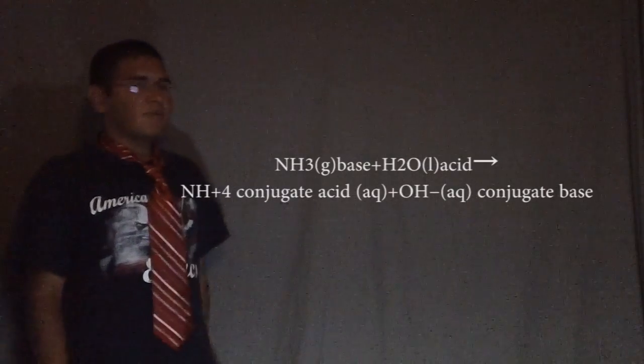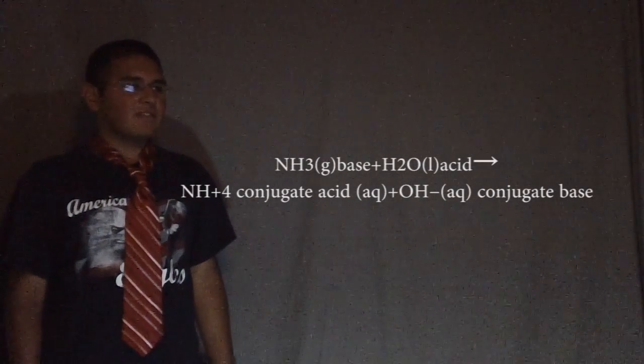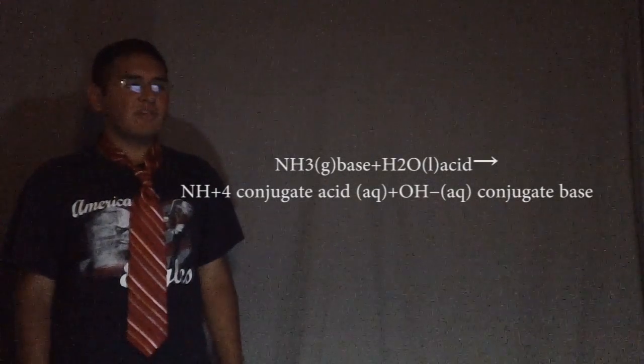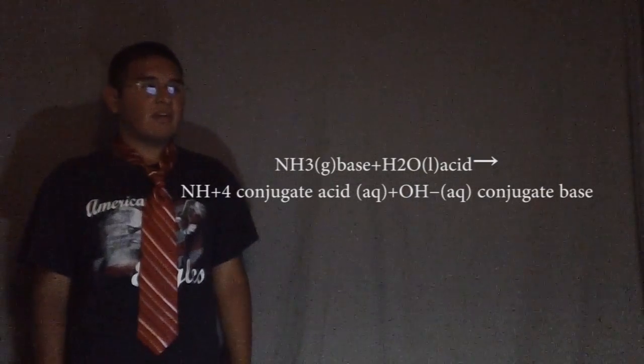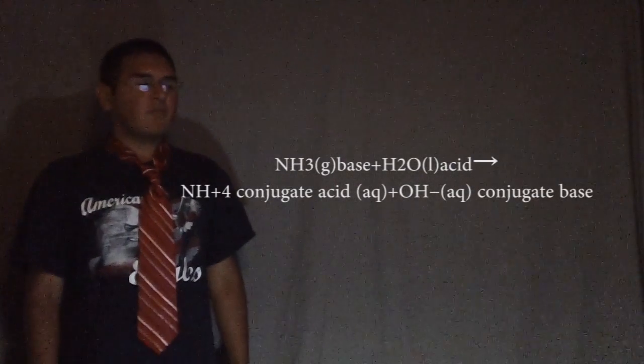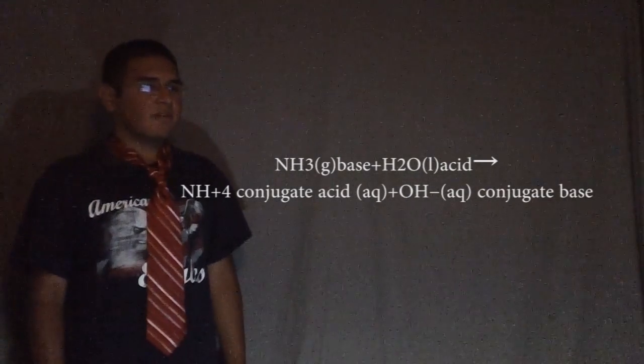In an acid-base reaction, an acid plus a base reacts to form a conjugate base plus a conjugate acid. The conjugate acid of a base is formed when the base gains a proton. Referring to the following equation, we say that NH4 plus is a conjugate acid to the base NH3 because NH3 gained a hydrogen ion to form NH4 plus.